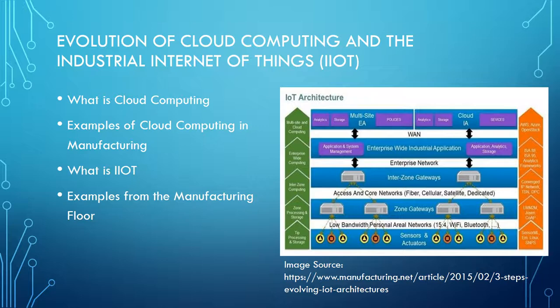The evolution of cloud computing and the industrial Internet of Things. In order to understand fog computing, we must first understand how the platform is an evolution of cloud computing and the Internet of Things. So what is cloud computing? Cloud computing is a configuration of remote hosted servers storing, processing, and collecting data over the Internet. Some benefits of cloud computing include scalability and cost savings.